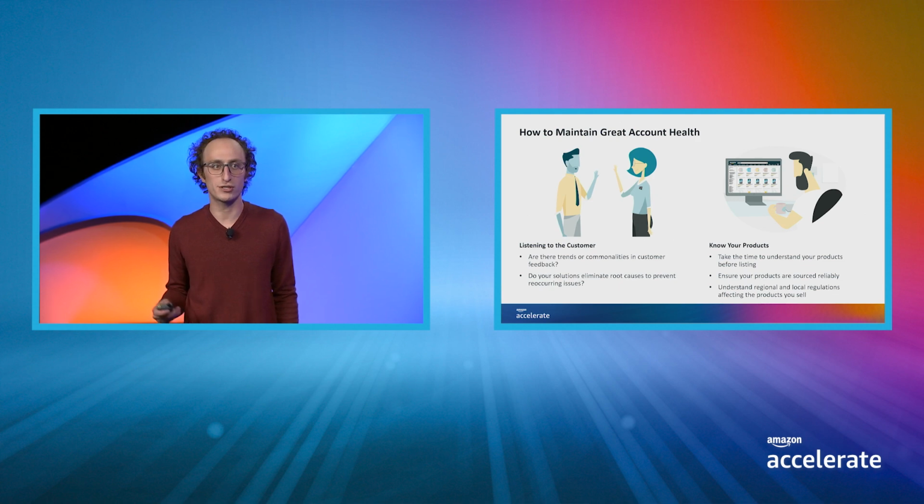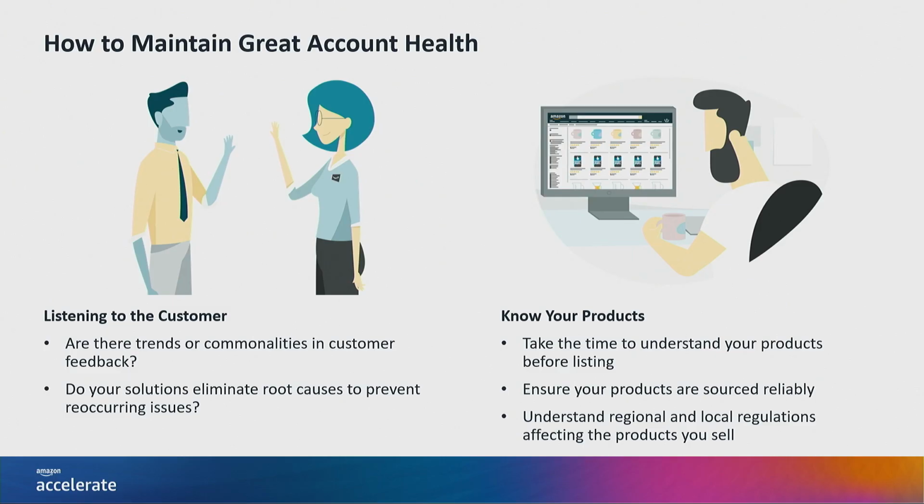In addition to listening to your customers, make sure you take the time to understand the products that you sell before you start selling them. The first step in making sure that you understand your products is understanding your supply chain. It's important to understand where the products you purchase are coming from so that you can be confident those products are authentic and legitimate before you offer them for sale. Similarly, please take the time to understand any regional or local regulations or Amazon policies that may relate to the products that you wish to sell.